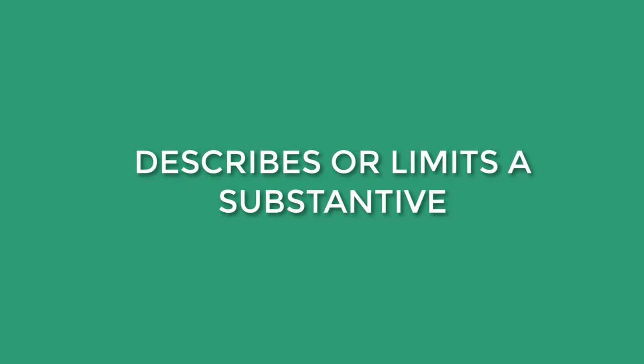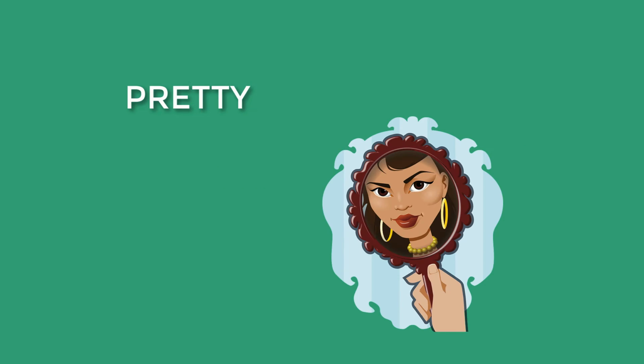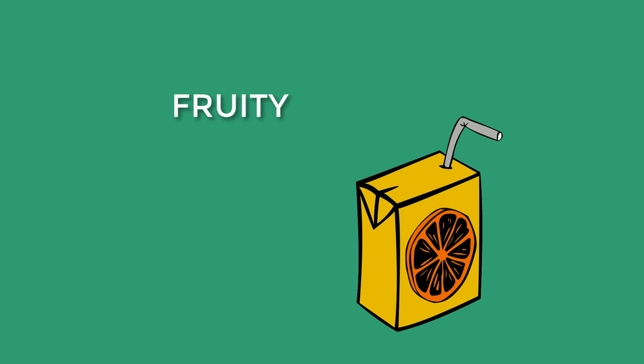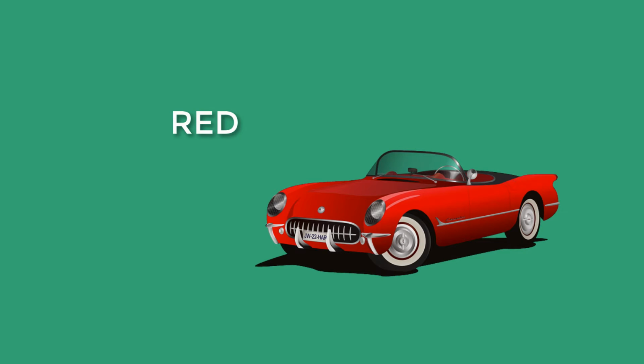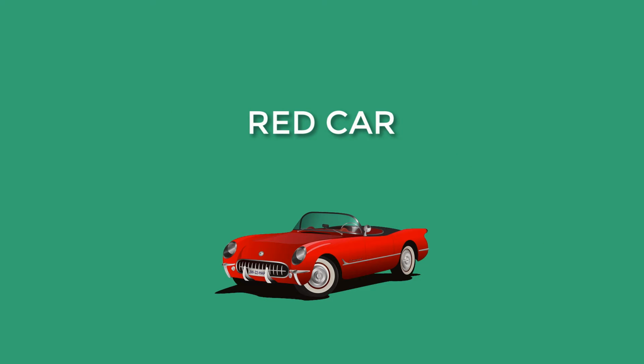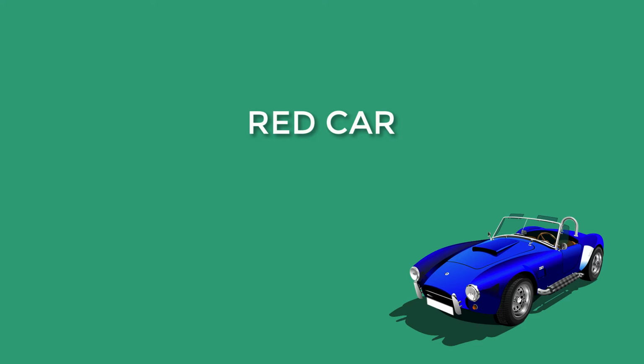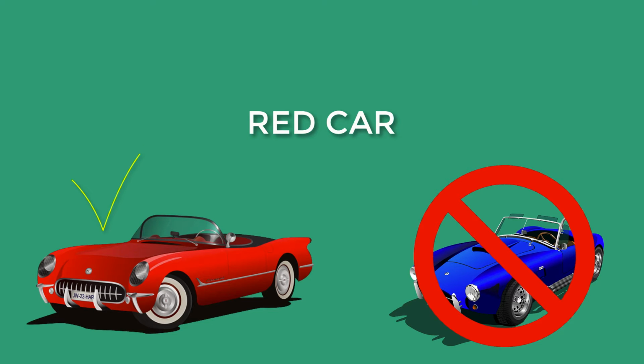Adjectives. An adjective is a word which describes or limits a substantive. This is usually done by indicating some quality. An adjective is said to belong to the substantive which it describes or limits. In other words, an adjective limits a substantive by restricting the range of its meaning.